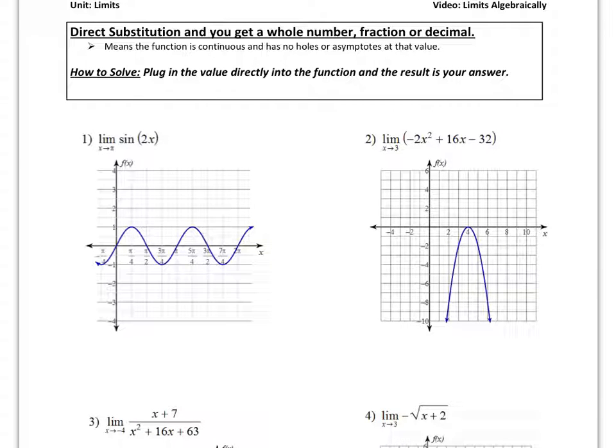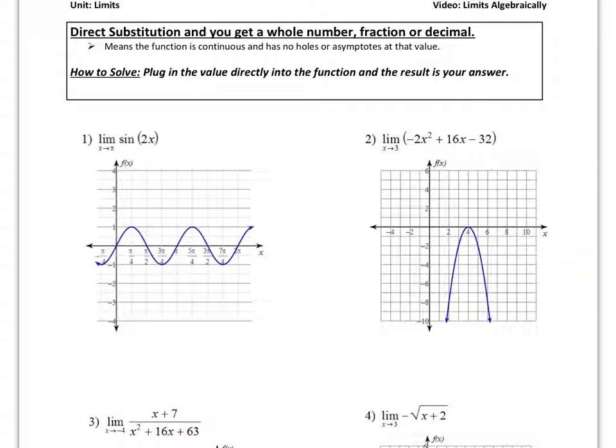Hi everyone, in today's lesson we're going to talk about how to find limits algebraically. What we're going to do is use something called direct substitution. It means the function is continuous and has no holes or asymptotes at that value when you get a whole number, a fraction, or a decimal. So how do we solve these? We plug the value directly into the function and the result is your answer.